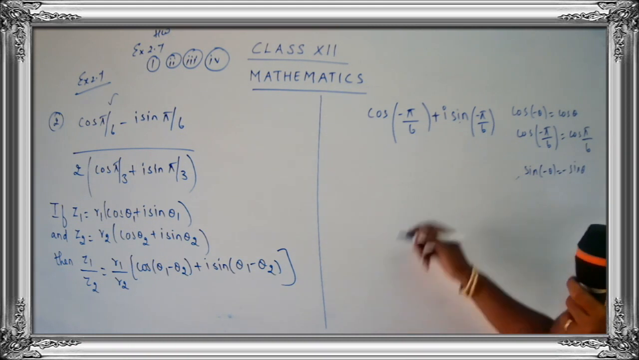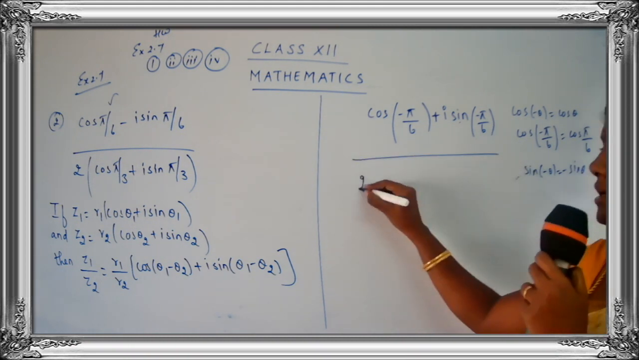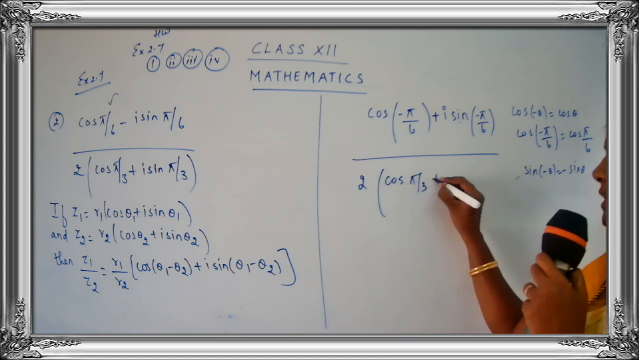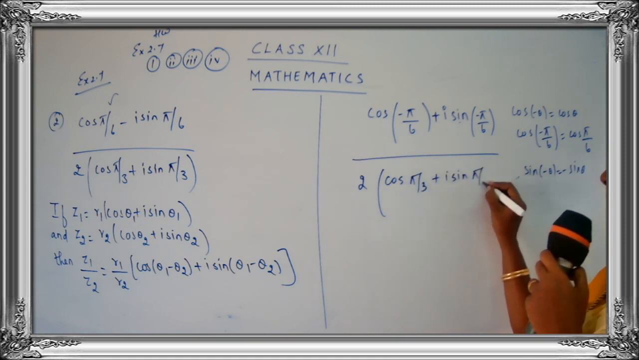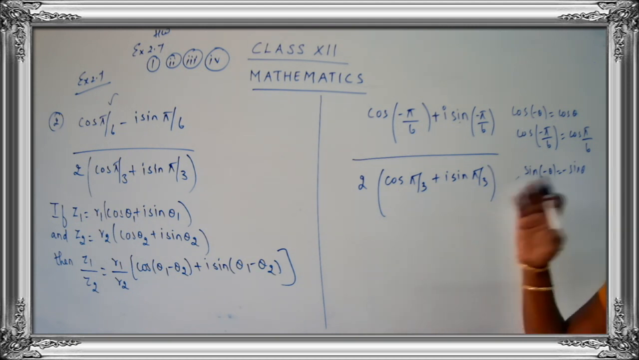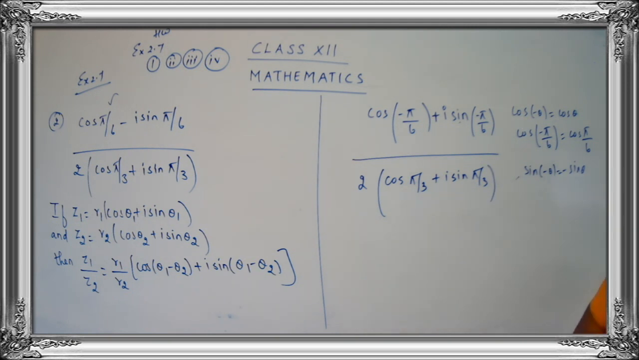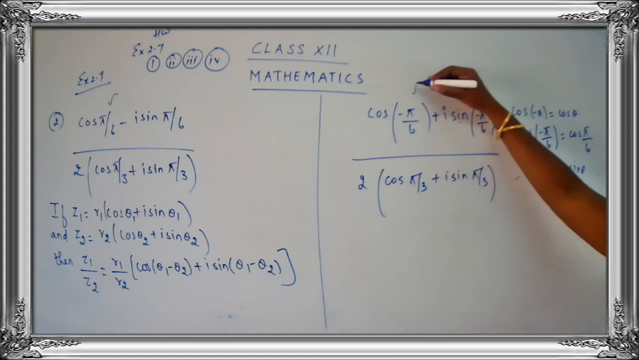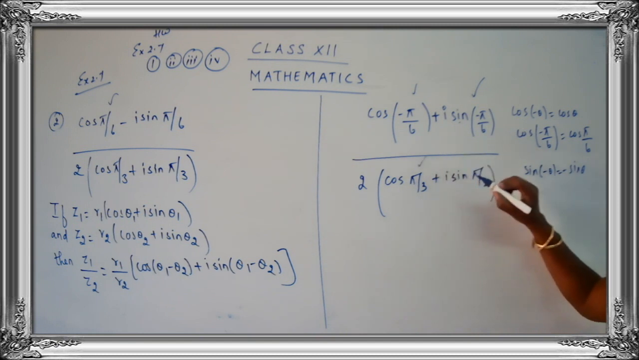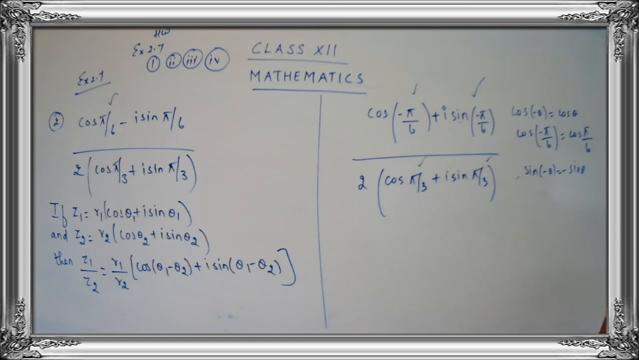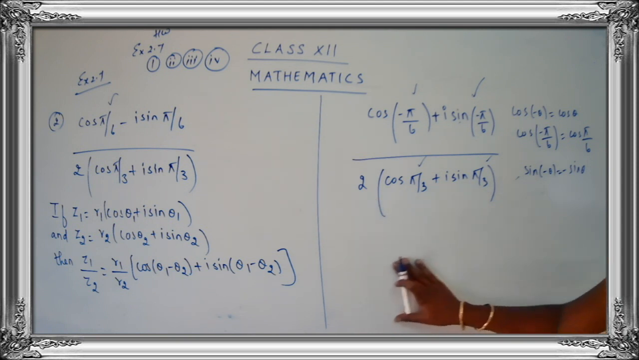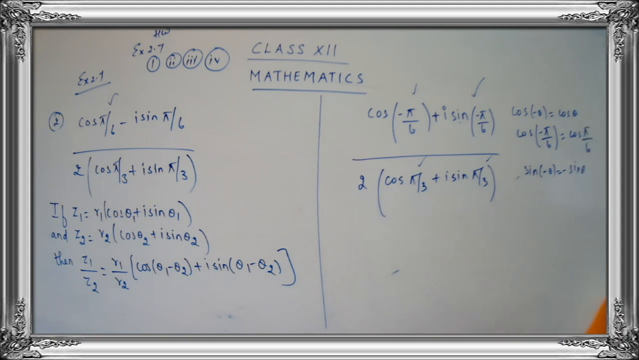Okay, children? Now you are going to write the denominator as it is. There is no need to change the denominator part: cos pi by 3 plus i sine pi by 3. Now let us go for theta 1 and theta 2. What is theta 1? Theta 1 is minus pi by 6. What is theta 2? Pi by 3. What is R1? R1 is 1. What is R2? R2 is 2. So let us apply the formula and get the value.